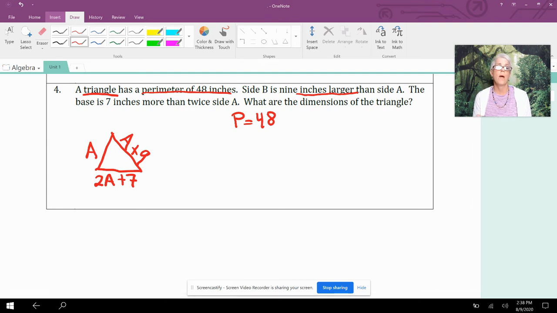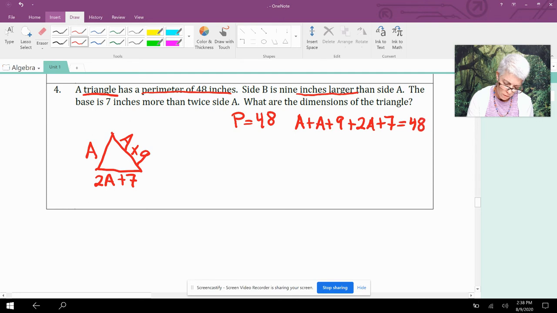So perimeter is when you add up all the sides. So let's see. There's the first side. There's the second side. And here's the third side. And I'm going to add them up. And then, of course, that would give me the perimeter. So now I have my problem. It's all set up. So let's go ahead and solve it now.